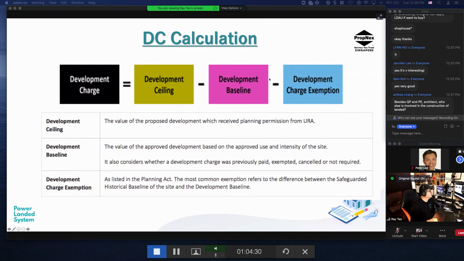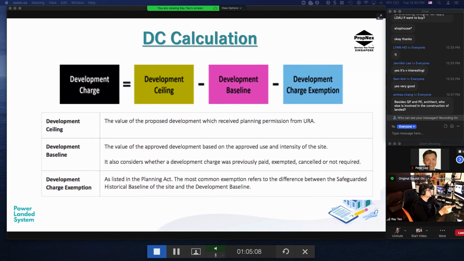Now, DC calculation for landed is actually not so important. Why? If I go and buy one landed, demolish it and build only one landed, I am exempted from DC. Take note, exempted from DC. Right now, if you want to buy one unit, tear it all down and build one more, just a bigger unit, you don't need to pay development charge. However, if you buy one landed bungalow and subdivide it into a pair of semi-Ds, then you need to pay DC charges.